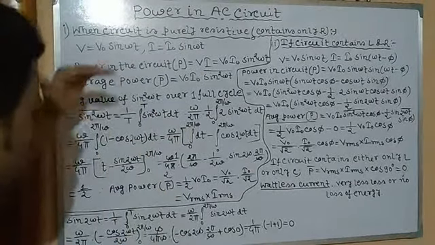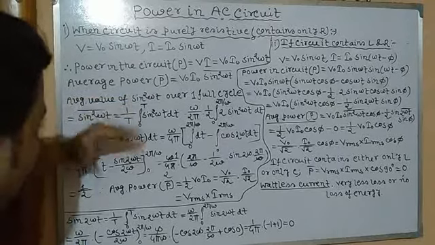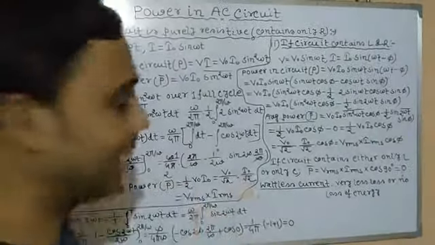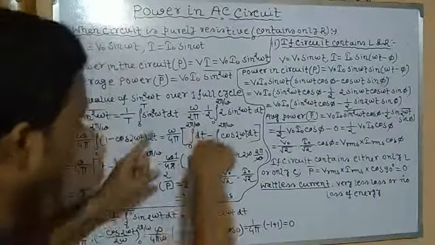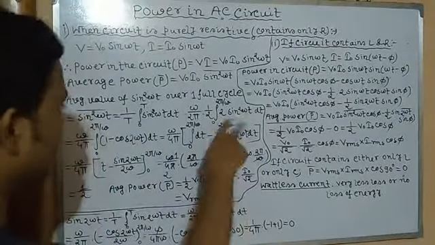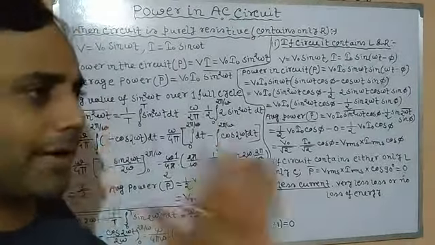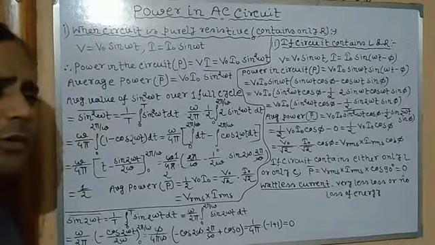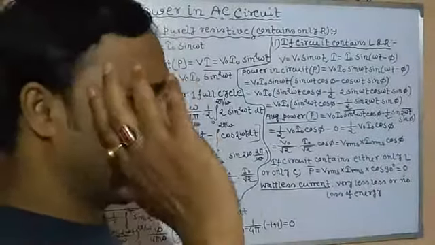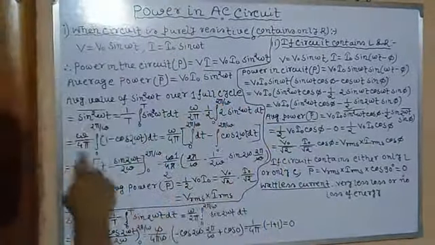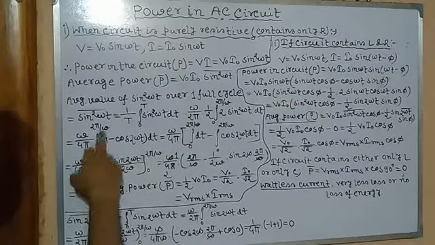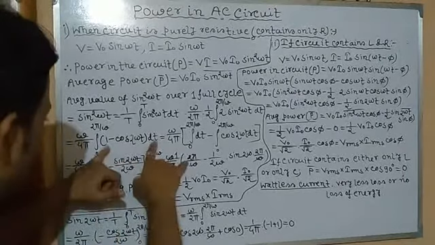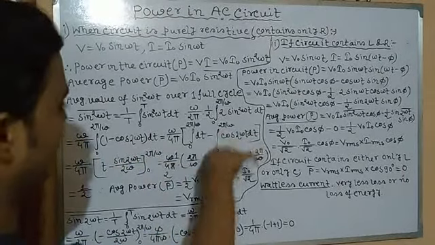T is equal to 2 pi by omega, so it is omega by 2 pi. Since we cannot integrate sin square theta directly, for that we take a half and multiply by 2 sin square omega t dt. Then 2 sin square theta means 1 minus cos 2 theta. It is the same calculation as in the video where we found the value of IRMS. So omega by 4 pi, because 2 times 2 is 4 pi, integral of 1 minus cos 2 omega t dt.